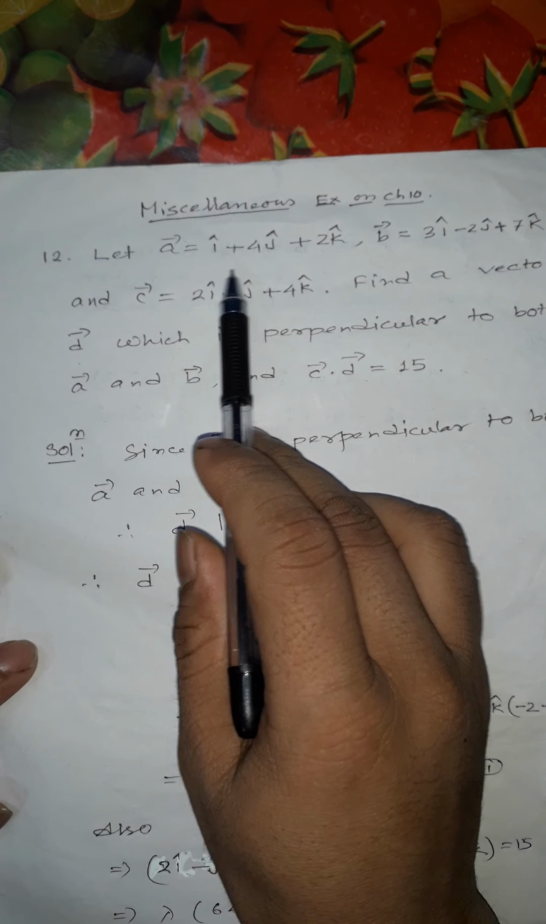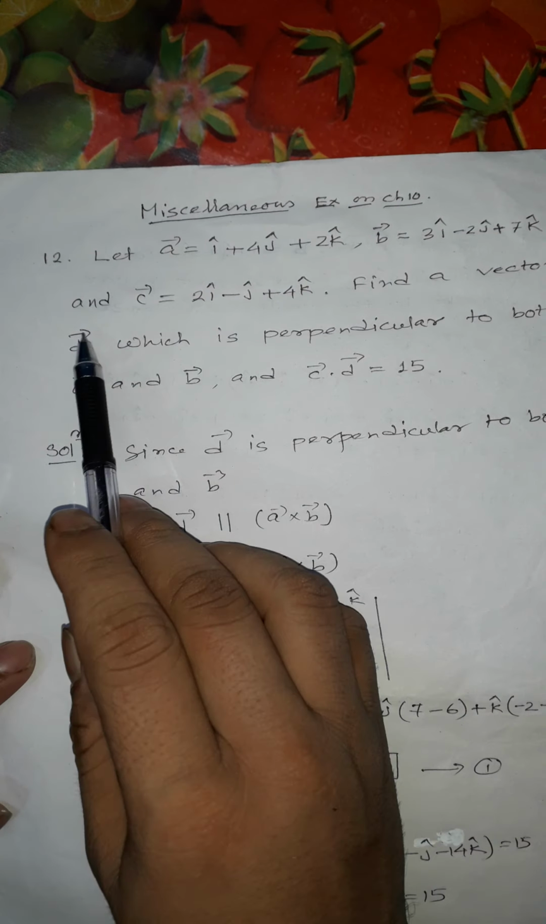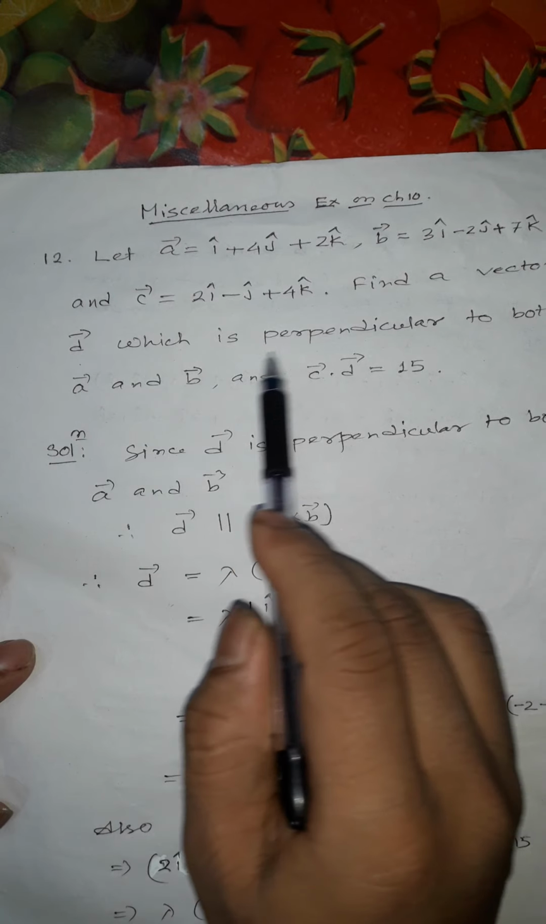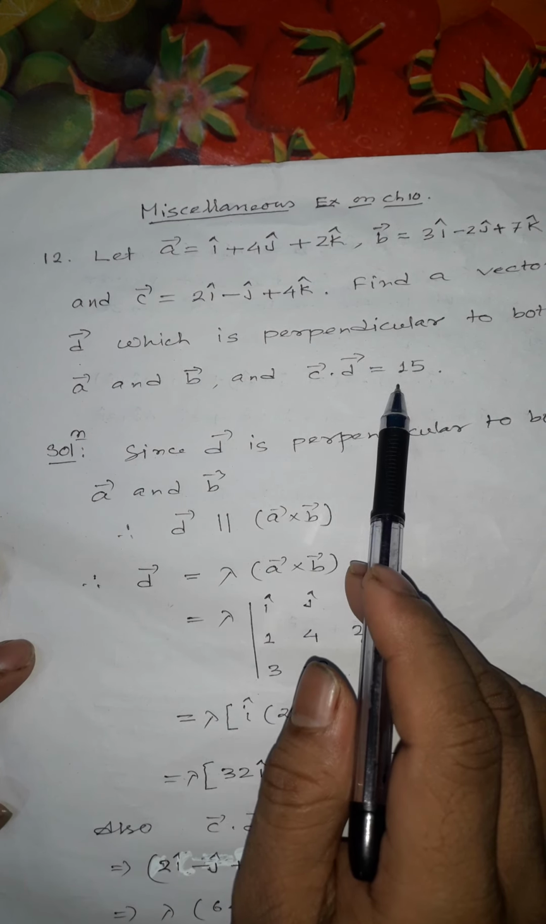Let A be i plus 4j plus 2k, B equal to 3i minus 2j plus 7k, and C is 2i minus j plus 4k. Find a vector D which is perpendicular to both A and B, and C dot D equal to 15.